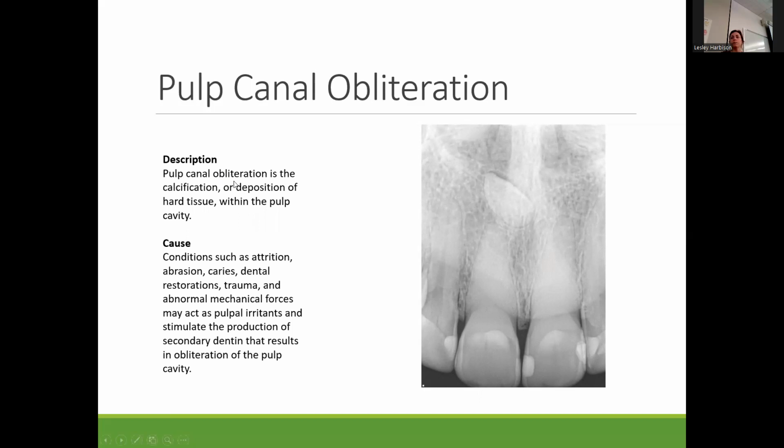So pulp canal obliteration is the calcification or deposition of hard tissues within the pulp cavity. And then there are these possible reasons why that might happen. I have not seen that very often.